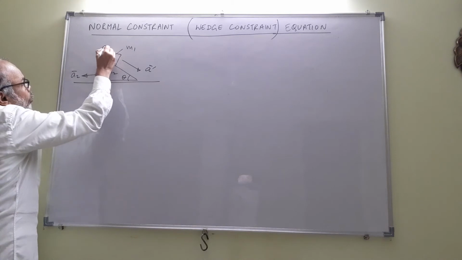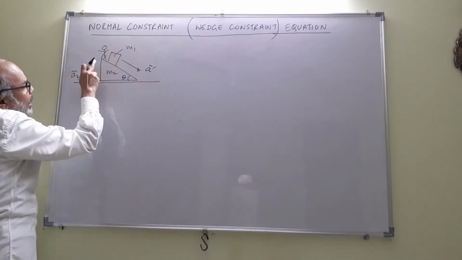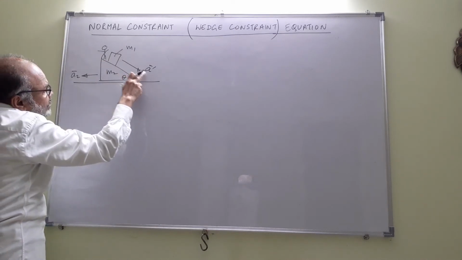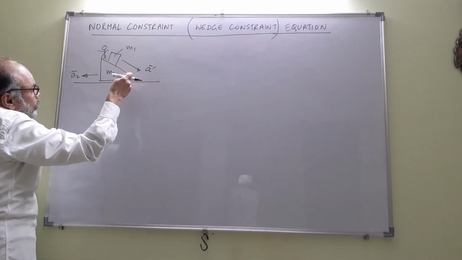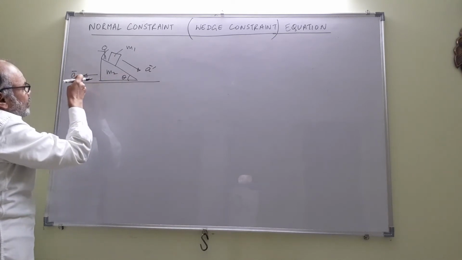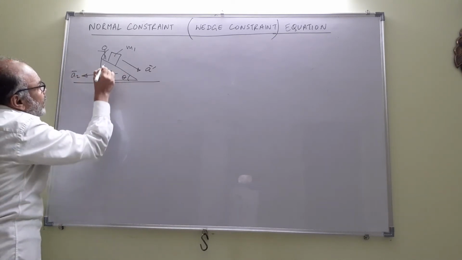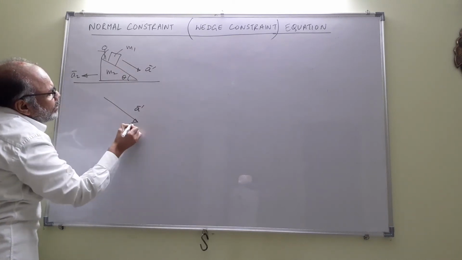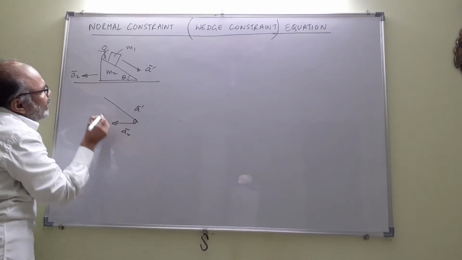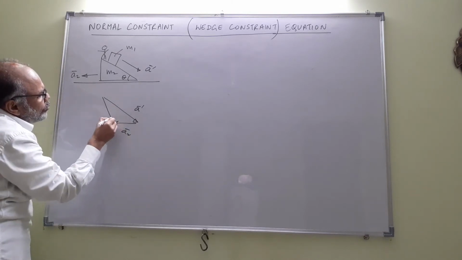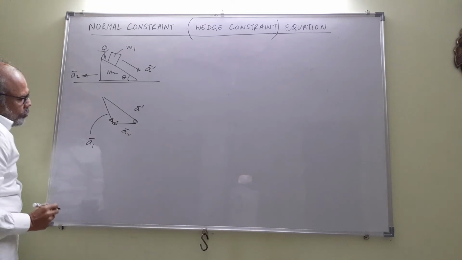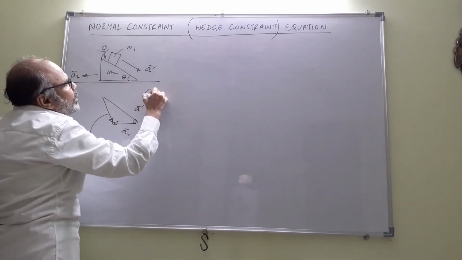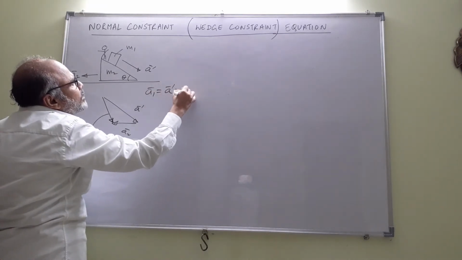If you are on the wedge and viewing this block, it will have an acceleration a dash. The wedge is moving towards the left. So the absolute acceleration a1 of m1 would be, if I show a dash like that and a2 like that, this will be the direction of a1. So a1 is the vector sum of a dash plus a2.